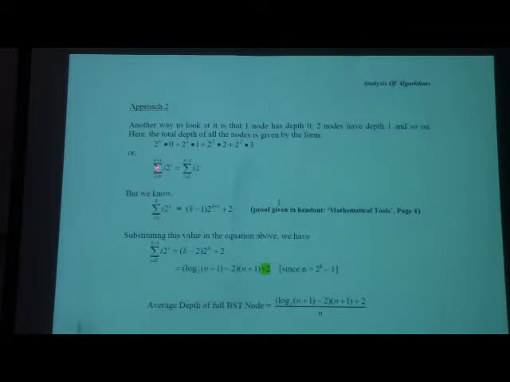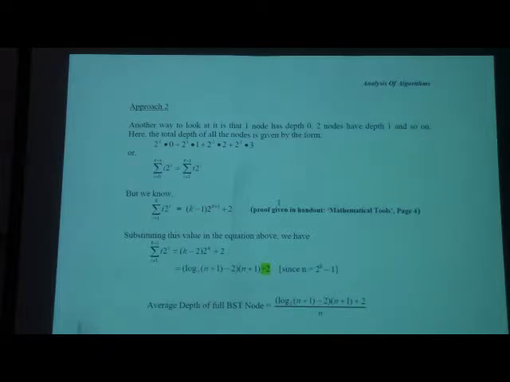Okay? And then I'm going to multiply that by 2 to the i. So when i is 0, I have 0 times 2 to the 0. When i is 1, I have 1 times 2 to the 1. When i finally goes up to 3, this is going to be 3 times 2 to the 3, which is 3 times 8, which is 24. So we know that the summation from i to k of i 2 to the i is k minus 1 times 2 to the k plus 1 plus 2.